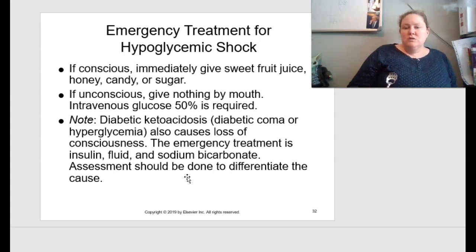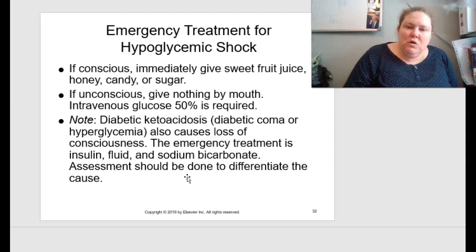And also note that diabetic ketoacidosis, which can be caused by diabetic coma or hyperglycemia, can also cause the loss of consciousness. So the emergency treatment is going to be insulin, fluid, and sodium bicarb, and an assessment should be done to differentiate the cause. It's a little bit different if we have hyper versus hypo. But if you know that your friend tends to be very low in sugar, you might want to keep sugars on hand, right?